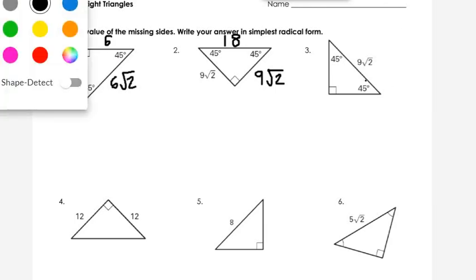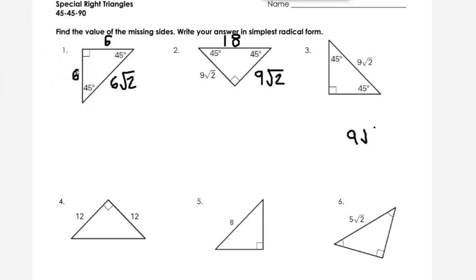Next, number 3, the hypotenuse is given as 9 square root of 2. So what are the other two legs? Well, to find the size of one leg, what we need to do is take the hypotenuse and divide it by square root of 2. So 9. The other two legs are 9 and 9.